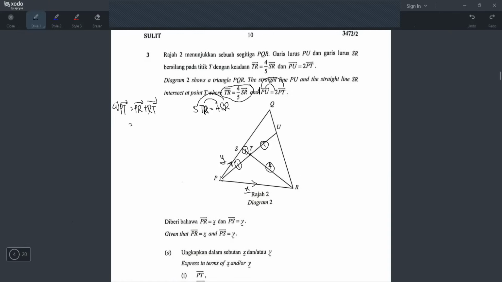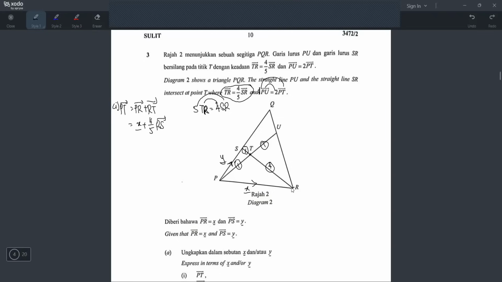Okay, how to find PR? First of all, PR is vector X. RT, you can see you don't have, right? But can you tell me RT is anak siapa? RT is anak RS, right? Betul tak? RT adalah anak kepada RS. And RT is actually 4 portion, 4 portion out of 5 of RS. It means RT is actually 4 over 5 RS.